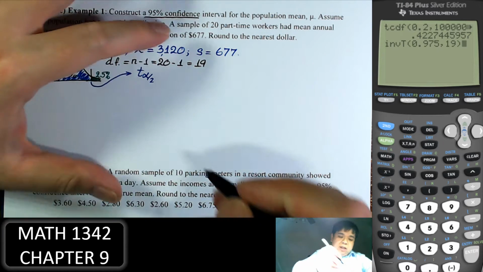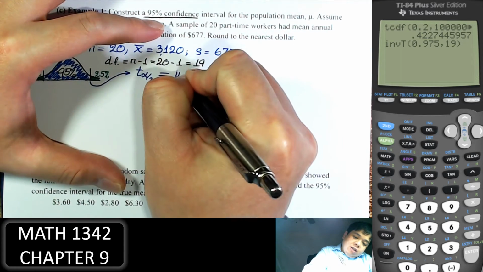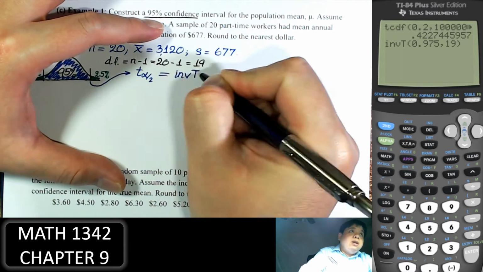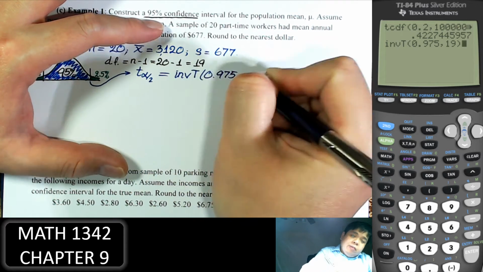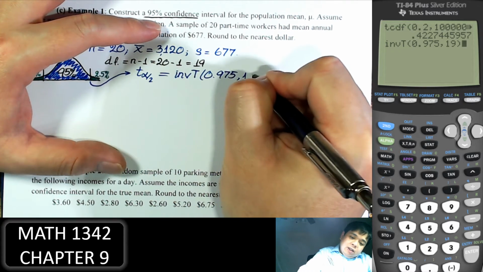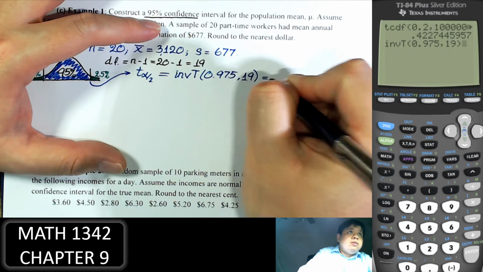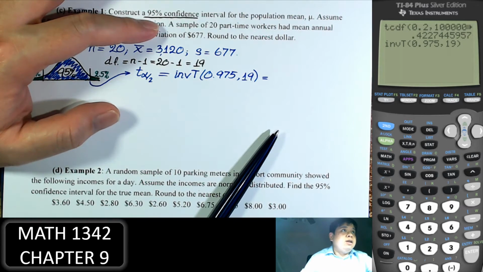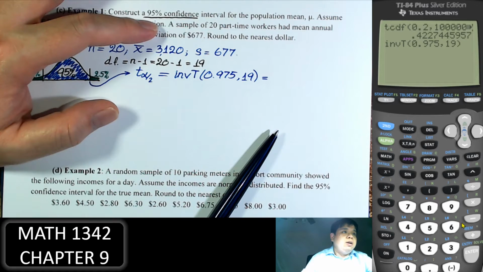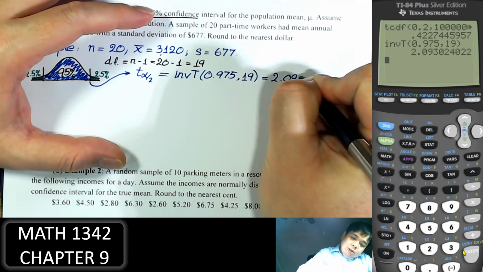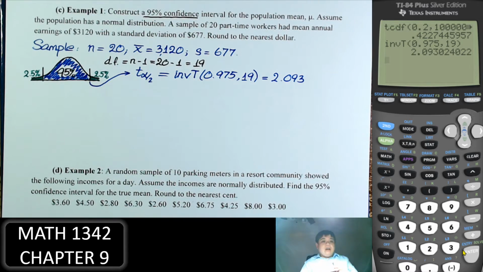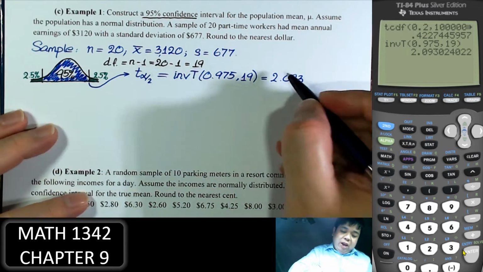And so we say t, that is inverse t, 0.975, 19. And that gives us 2.093. Right, so that's what we have for the sample and what we have for the t.